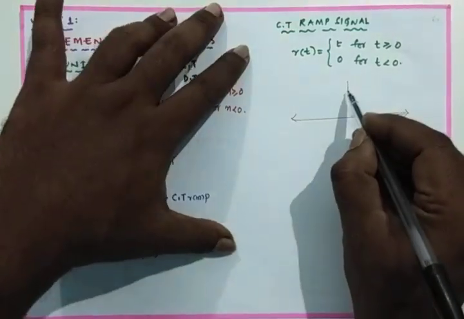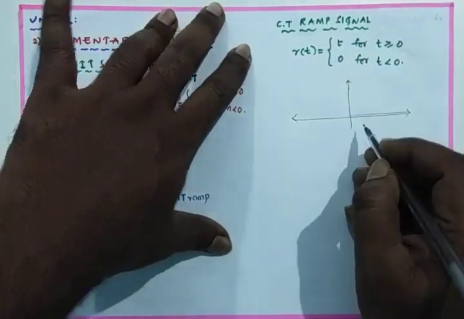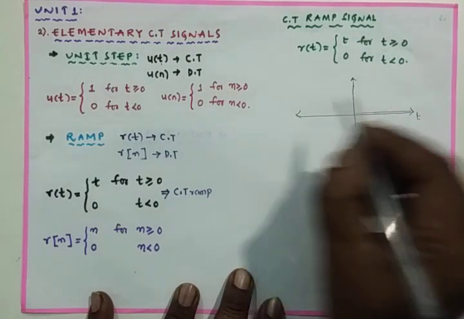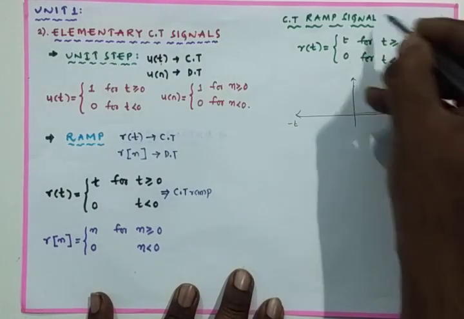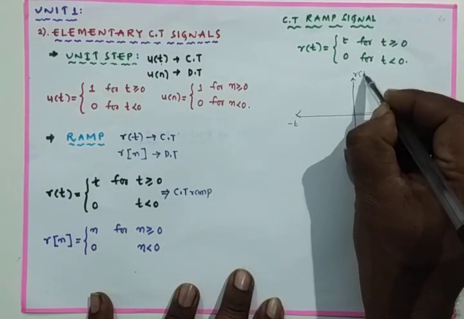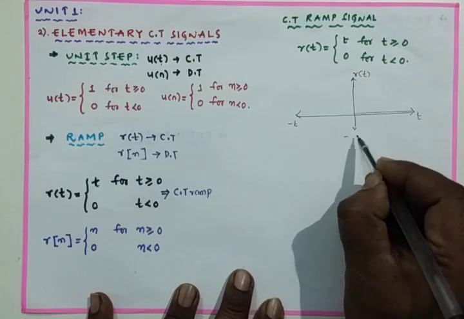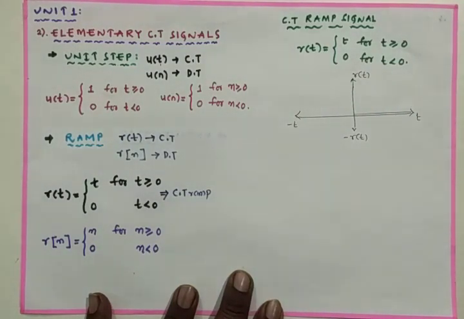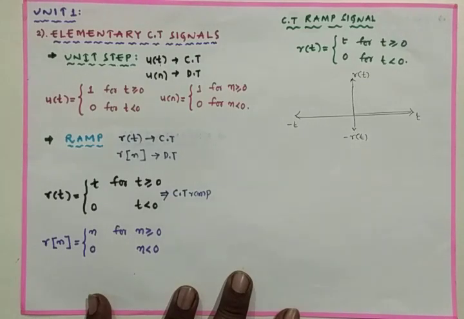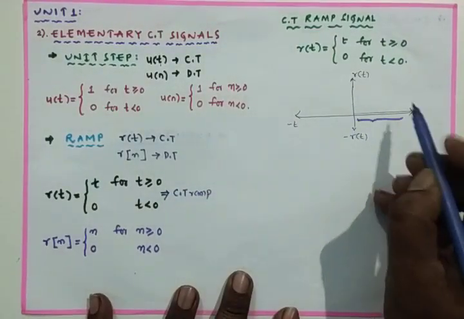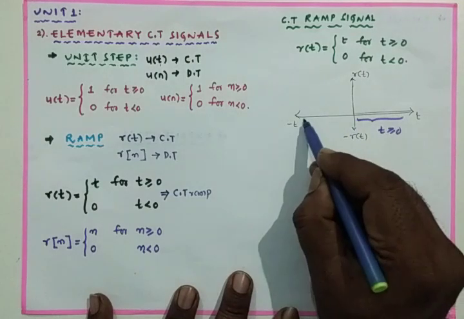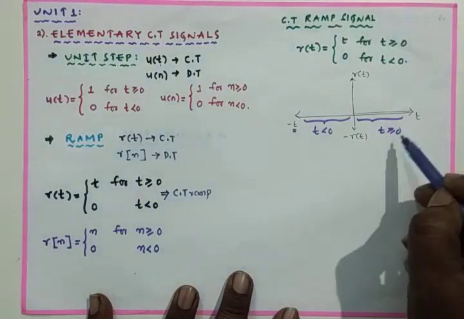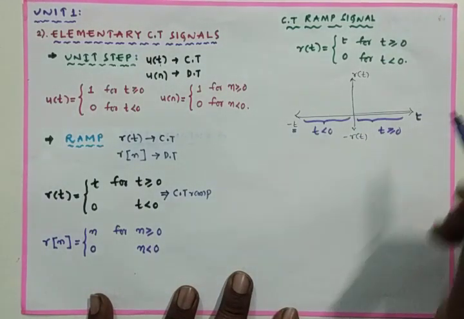So this is the y-axis and this will be the x-axis. The x-axis is always used to represent the independent variable, this is t, and this is minus t. And the y-axis is always used to represent the amplitude of the signal, that is r of t, and this will be minus r of t. For all the positive values, the amplitude is t, so these are all the positive values of t greater than or equal to 0. Now these values are t less than 0, which means negative values, minus t. And t greater than or equal to 0 means positive values.